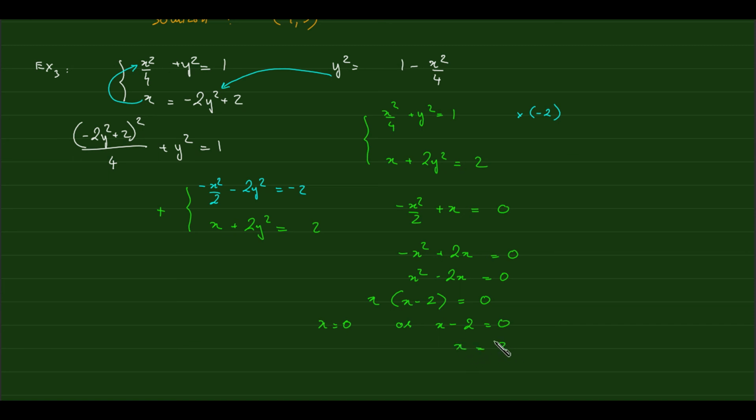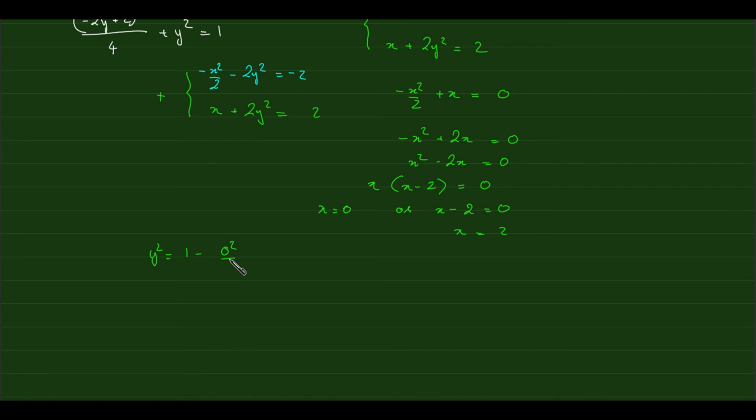Now you see that we can solve for y. You plug in over here. So you have y squared equal to 1 minus 0 squared over 4, which is equal to 1. So y equal to plus or minus 1. And for x equal to 2, y squared equal to 1 minus 2 squared over 4, which is 1 minus 4 over 4, which is 0. So y equals 0. So how many solutions do we have here?